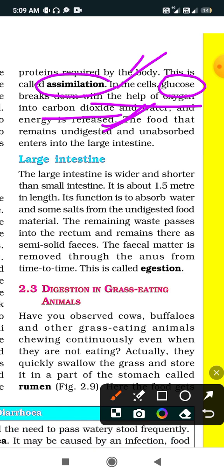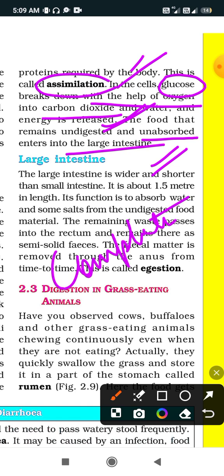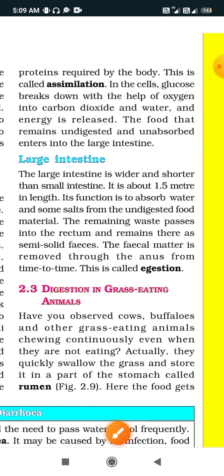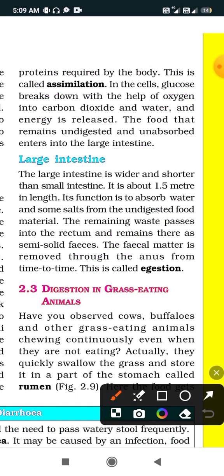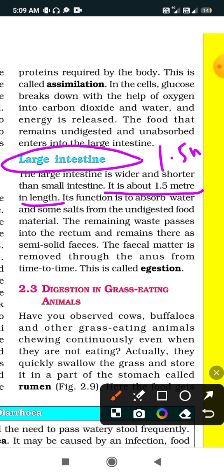Then the undigested and unabsorbed food goes on, and complete digestion takes place in the small intestine. Clear? But when digestion is unable to occur for some material or food, it passes to the large intestine. Okay, so what is the length of the large intestine? 1.5 meters long.